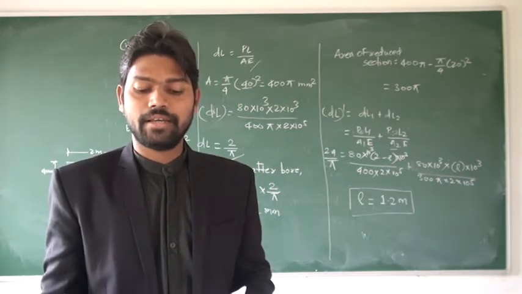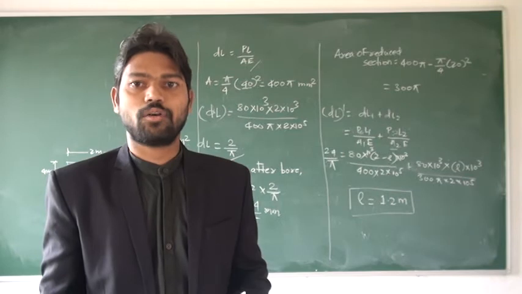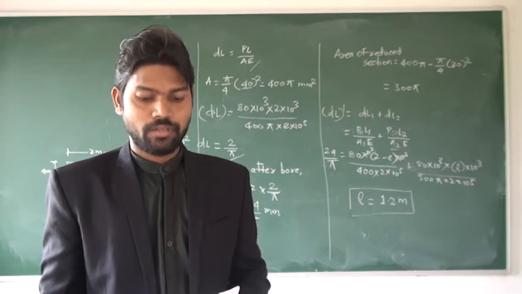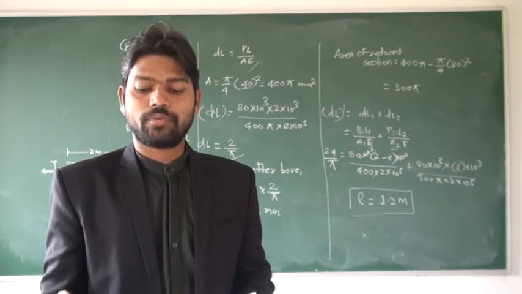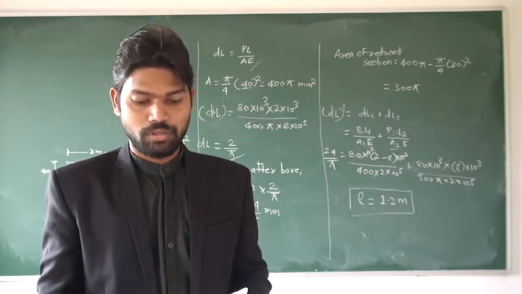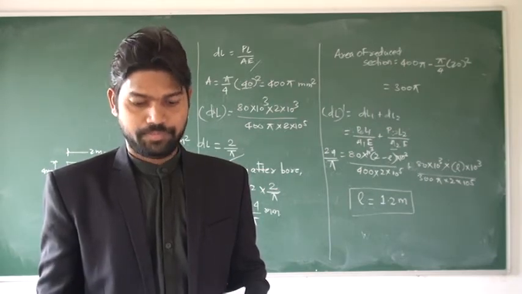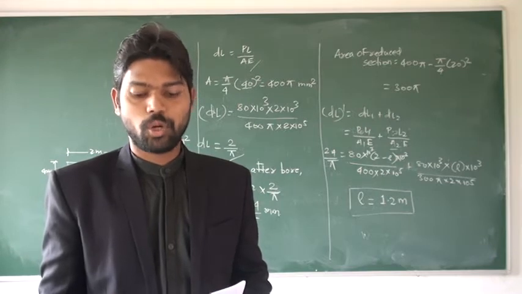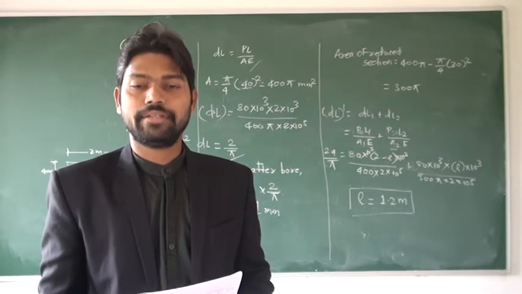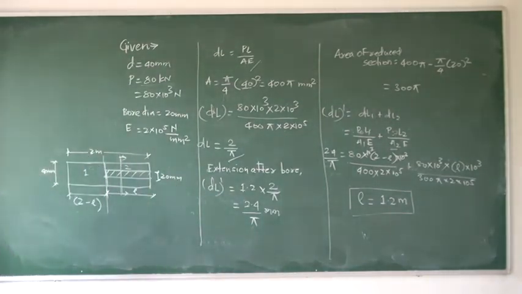AB and CD are cylindrical, having diameters 25 mm and 15 mm. The part BC is of square cross section, 30 mm by 30 mm. The rod is subjected to a pull of 26,000 Newton. Find the stress in the three parts of the rod and find the total extension in the rod. Okay, so I will draw this figure and we will solve.